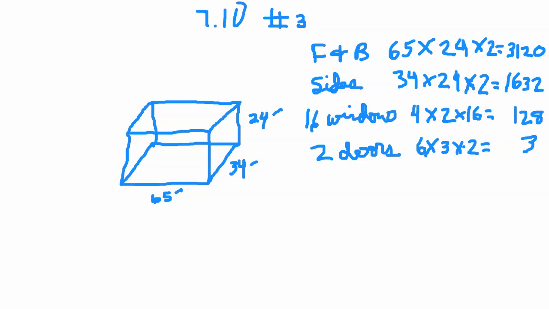So we're going to have to take that out also because we don't want to paint the doors the same as the sides of the house. You're probably going to need an aluminum paint, or maybe you want to paint the doors red. So to find the full area, we take 3120 plus 1632, and then subtract off the 128 and subtract off the 36.